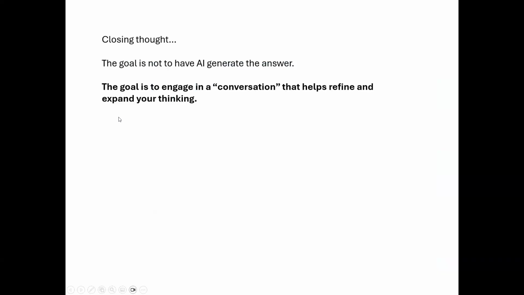Closing thought, this has been the most helpful thing for me. Most often when you're using AI, the goal is not to have it generate an answer. Sometimes it's useful for that. AI will likely replace search, right? And when you have a specific question, it can be useful. But in this context, what we're really trying to do is engage AI in a conversation that hopefully helps refine and expand your thinking. So it's that process of iteration, and developing new prompts, right?